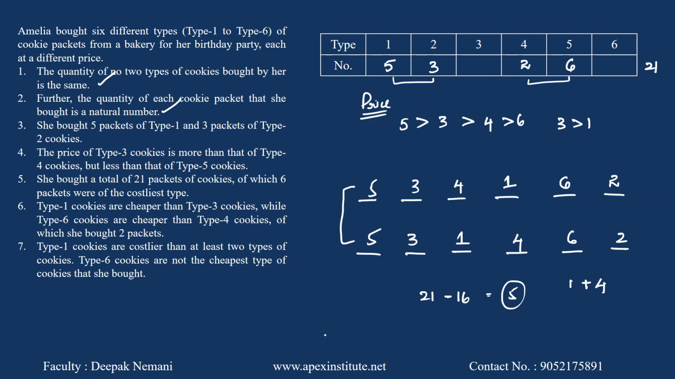Clear? So if this is 1, this should be 4, and if this is 4, this should be 1, and this completes the set. Simple. So 10 questions, you definitely have 10 doable questions in this paper, guys.